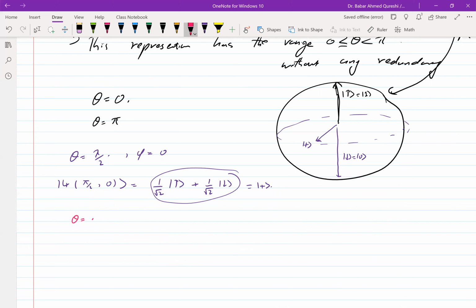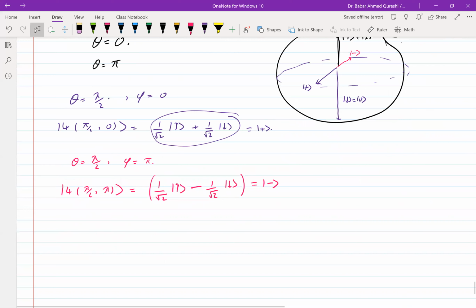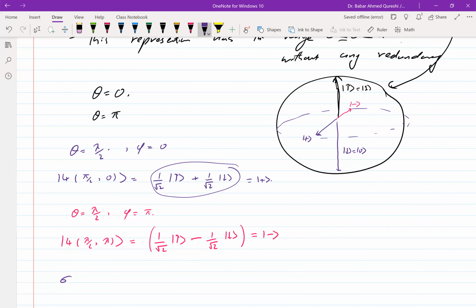While if I choose theta pi by 2 and phi to be pi, this will give me 1 over root 2 up, 1 over root 2 down, but e to the iota pi will give me a relative negative sign, which was my negative state. So it will be in the other direction, an addition of angle phi, rotation by angle phi, but on the equator. So this is the eigenstate. These on the north and south pole are the eigenstates of sigma 3. On the equator, directed in this direction, you can call it southeast, whatever, they are the eigenstates of sigma 1.